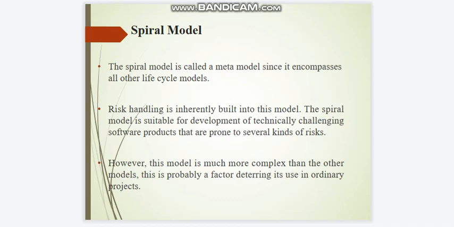Spiral model. The spiral model is called a meta model since it encompasses all other life cycle models. Risk handling is inherently built into this model. The spiral model is suitable for development of technically challenging software products that are prone to several kinds of risks.